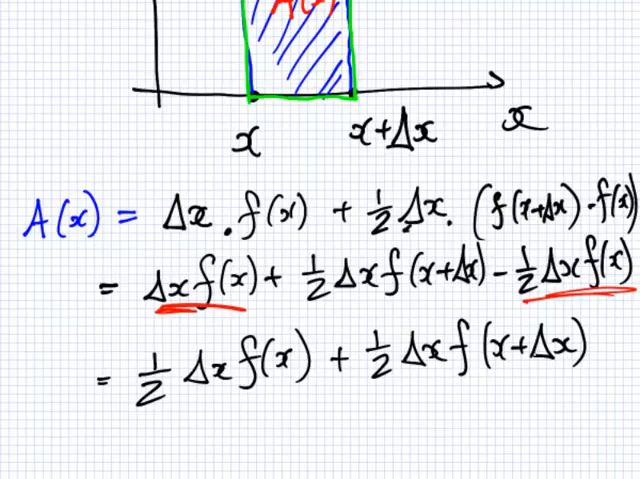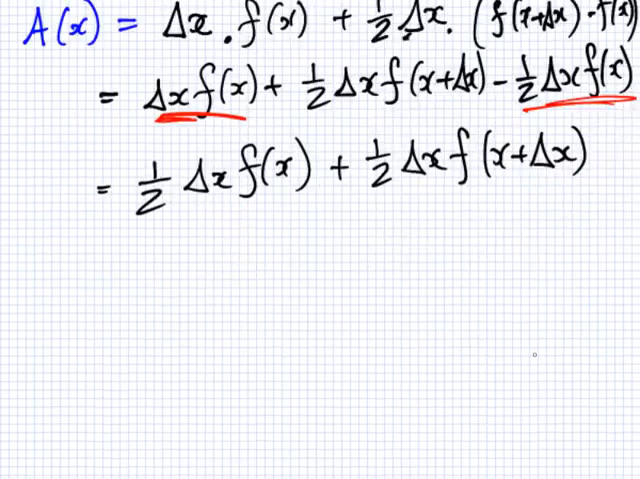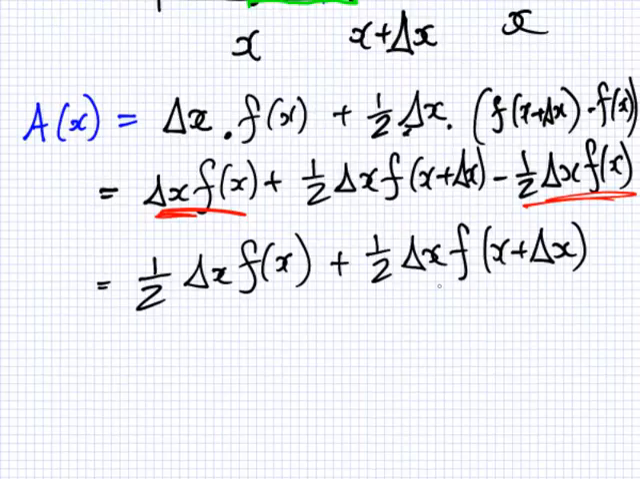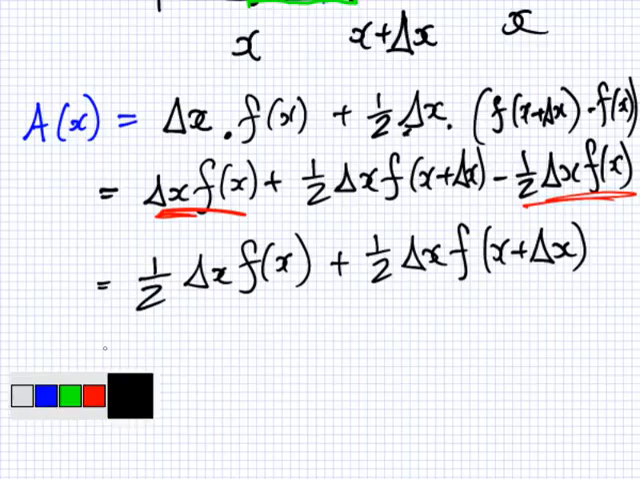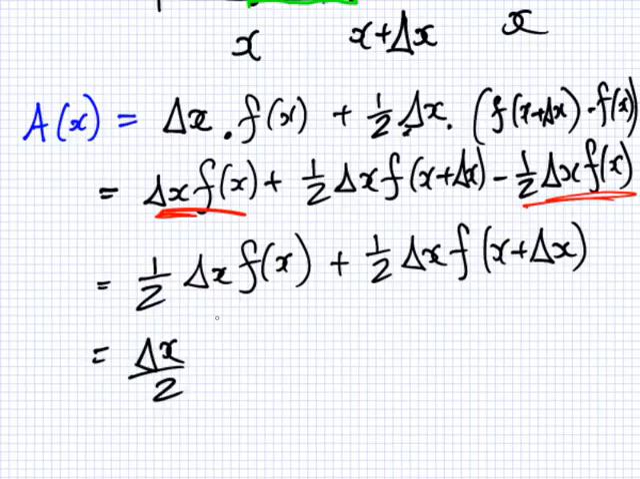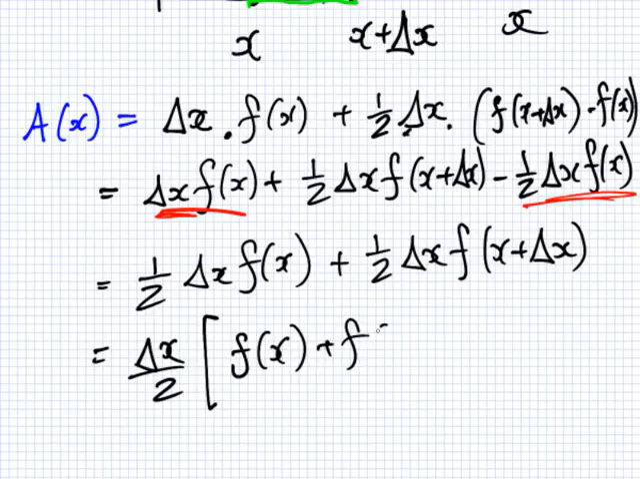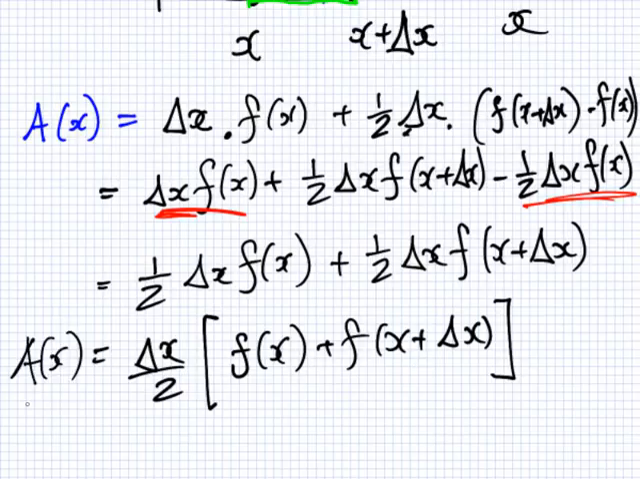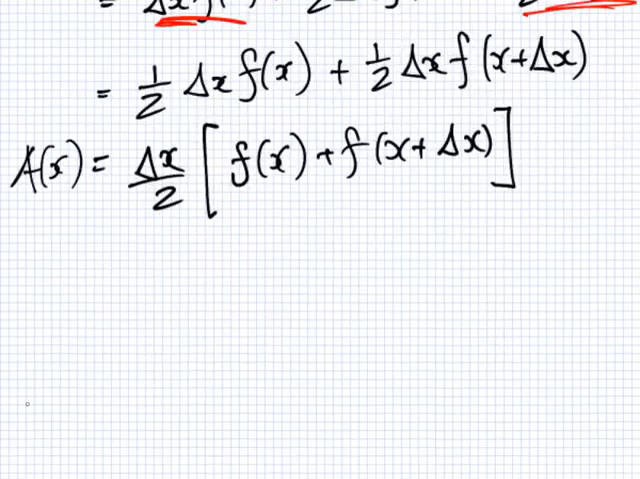Continue? Okay. So anyways, you can clean this up a little bit because there's a half in both and there's a delta x in both, so you could change this into delta x over 2 times f(x) plus f(x plus delta x), like this. And this is our A(x). Okay so far?